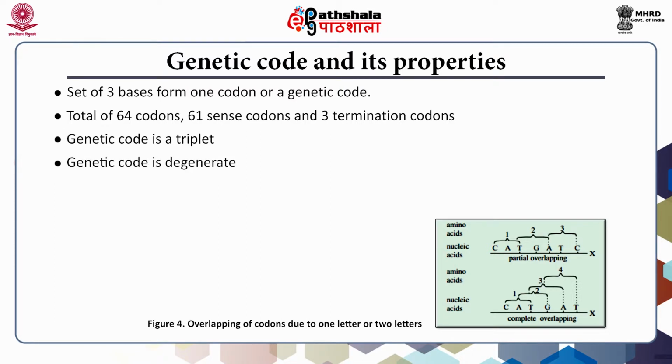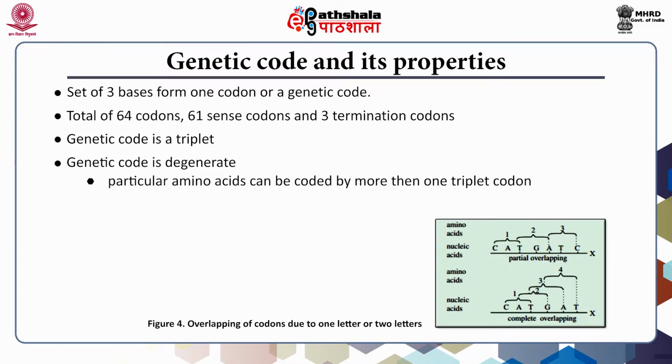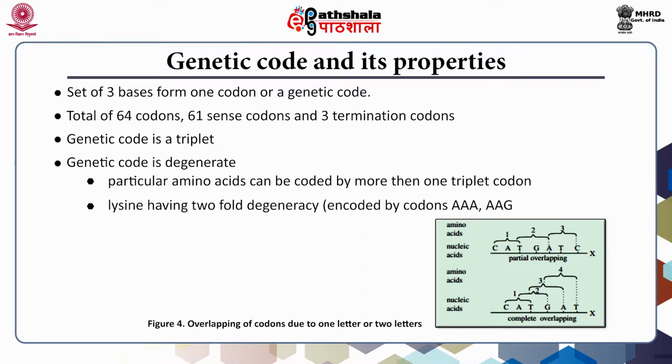degenerate, meaning that a particular amino acid can be coded by more than one triplet codon. For example, lysine amino acid has two-fold degeneracy, meaning that it is encoded by codons AAA and AAG. Genetic code is non-overlapping in nature.